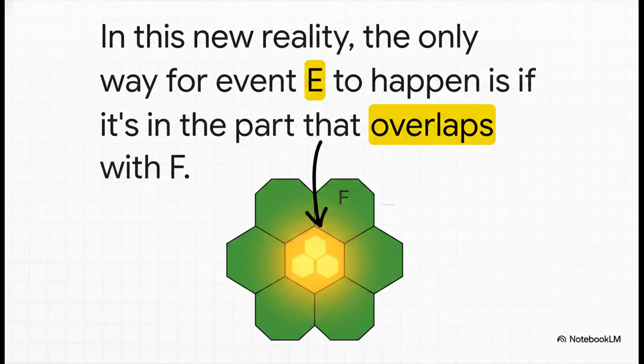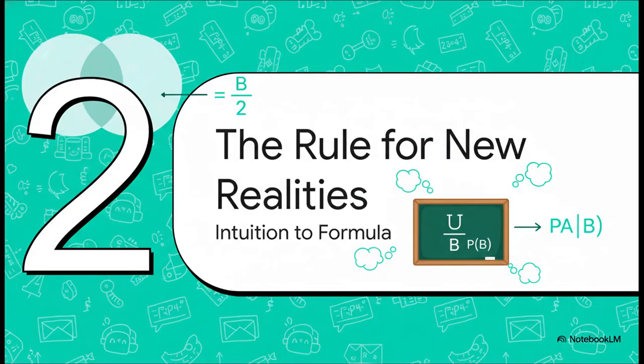So if we ask, okay, in this new reality, what's the chance of E happening? Well, we can't look at the whole red area anymore. In our new, shrunken world, the only part of E that's even possible is the bit that overlaps with F, the intersection. Those three hexagons are all that's left for E. So our intuition is screaming at us, right? The new probability has to be that overlapping part divided by the size of our new, smaller world. Now let's translate that gut feeling into the language of math.